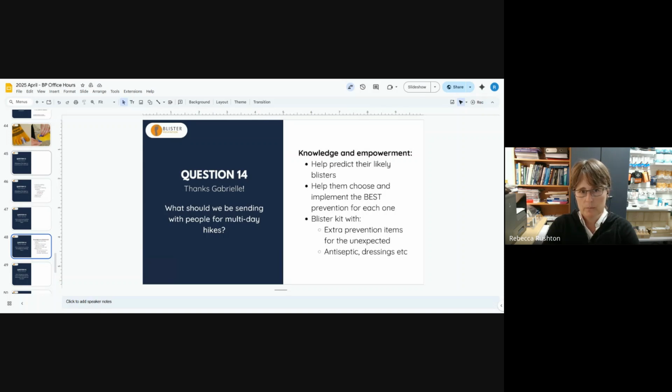We've got 3 of them. You can have a look on our site. You might even be able to put together your own blister kit with bits and pieces that you've got in the clinic. You'll need basically extra prevention items for the unexpected, plus dressings and antiseptic. So yeah, knowledge and empowerment, that's a big part of our job.